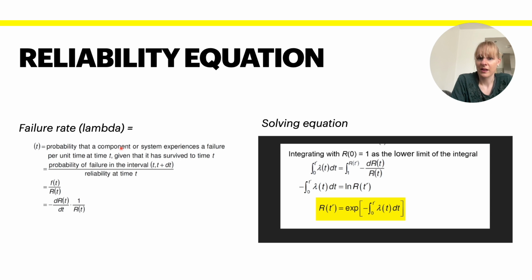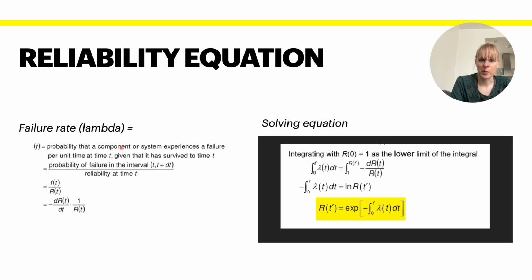Now if we look at the failure rate, that means the probability that a component or a system will experience a failure per unit of time, given that it has survived so far till time t. So what we then get is the probability of failure in a time interval divided over the reliability at time t. We know the first one, the probability of a failure in a time interval, relates to the probability density function, the small f. And that goes to 1 over the reliability over time, which is R.